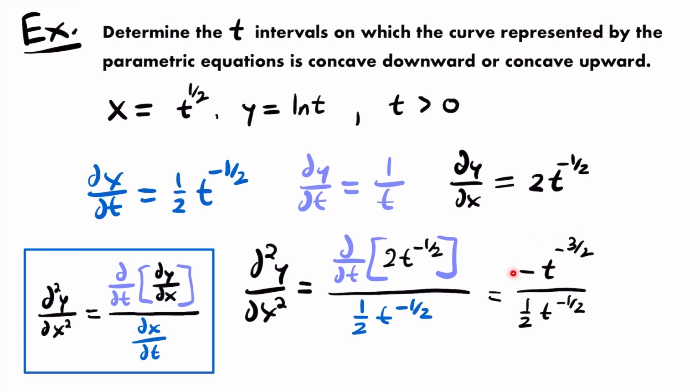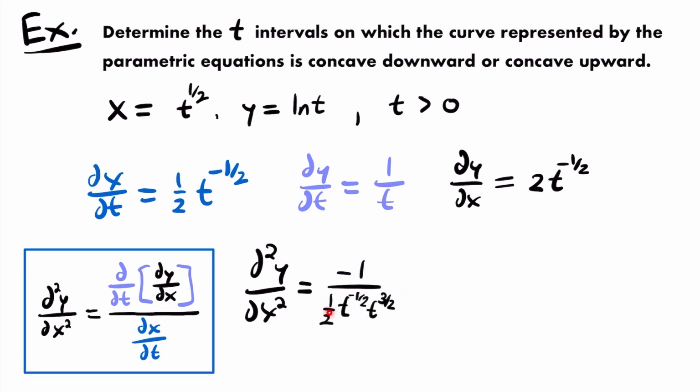Now to simplify our second derivative, we can move t to the power of negative 3/2 to the denominator by making that exponent positive. So this will be equal to negative 1 divided by 1/2 times t to the power of negative 1/2 times t to the power of positive 3/2. If we simplify this further, remember that dividing by 1/2 is the same as multiplying by 2. So this would be equal to negative 2 divided by t to the power of negative 1/2 times t to the power of 3/2. We can combine them by adding their exponents.